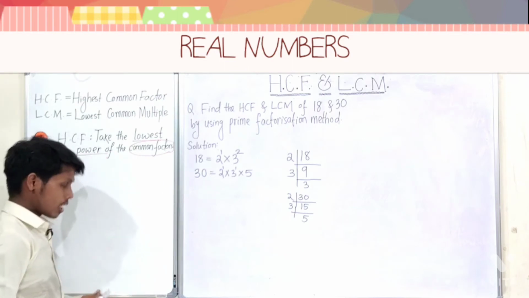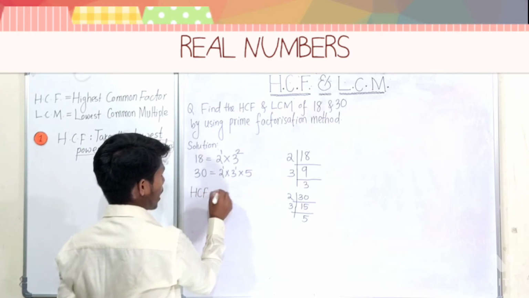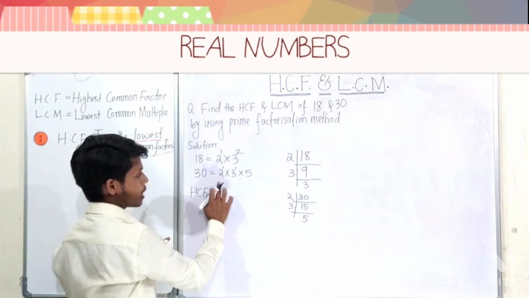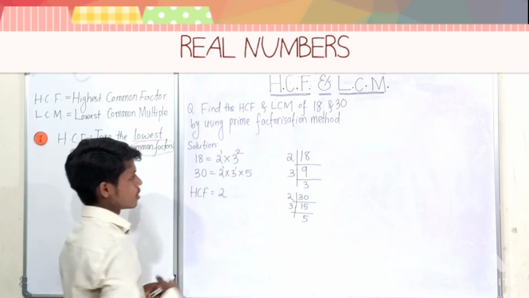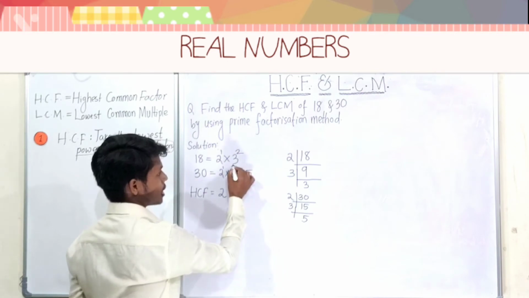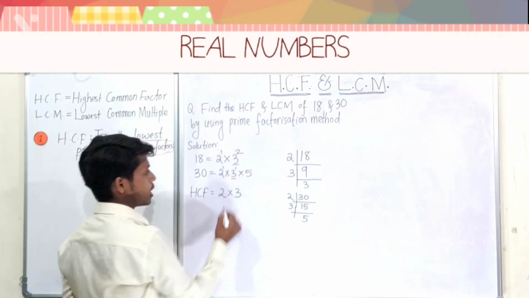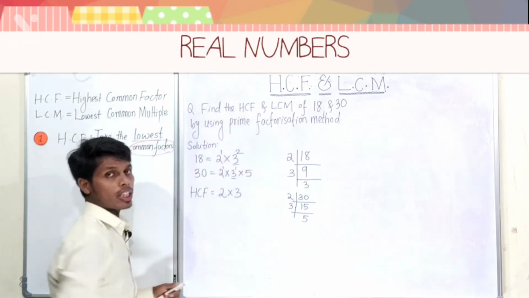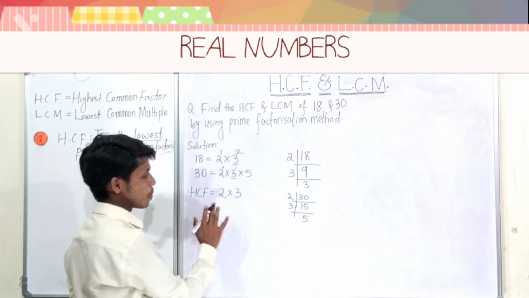See, in this example you first have to find the common factors. Here 2 is a factor, here 2 is also a factor, so we write 2. Next, here 3 is a factor, and 3 is also a factor of 30, so you write 3. Next, 5 is a factor of 30, but there is no 5 in the factorization of 18, so we will not write 5 because 5 is not a common factor.